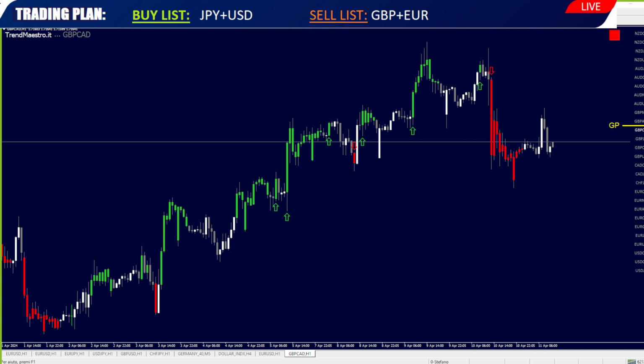The main definition of this indicator is a trend indicator, so TRENDMAESTRO. The signal for entry in a trade is very simple. I must wait for the first colored candle, either green for a long trade or red for a short trade, after a series of non-colored candles. So the first green candle is an option to enter a long trade.